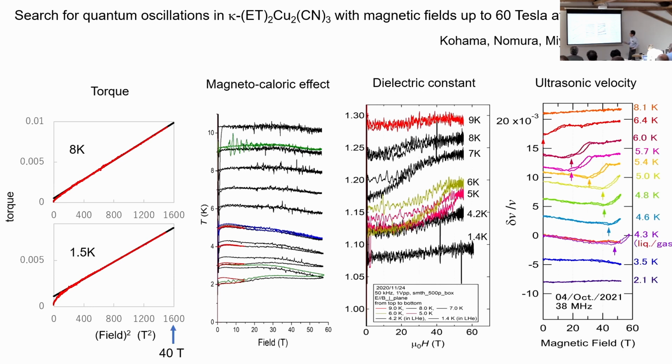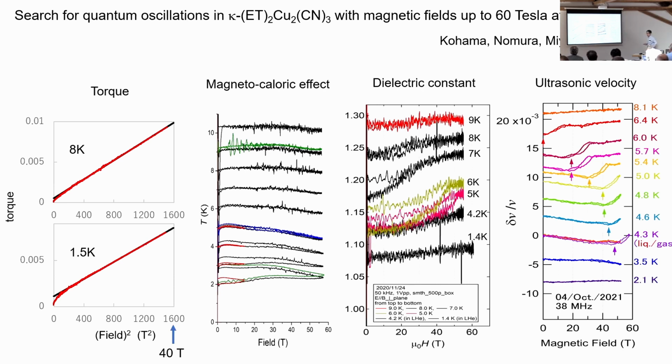So this slope gives you the spin susceptibilities. The spin susceptibility is constant up to 40 Tesla, with no oscillations. And you can see no oscillations in this. But we have several interesting features.